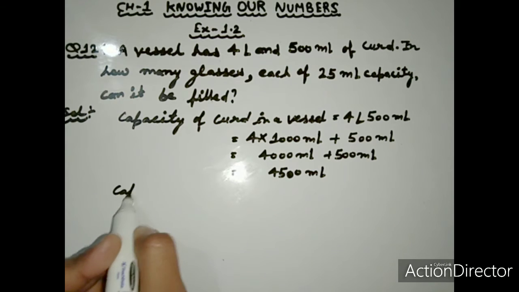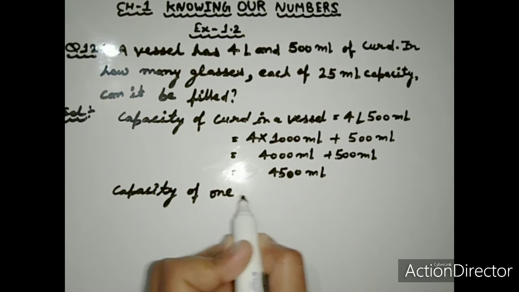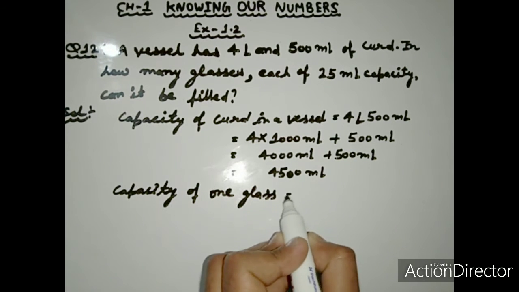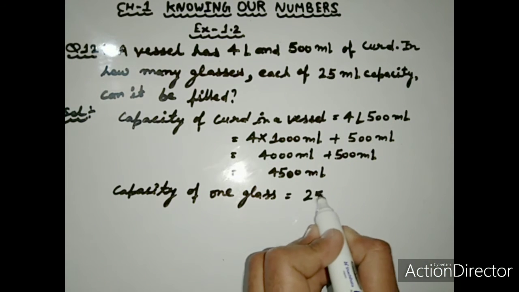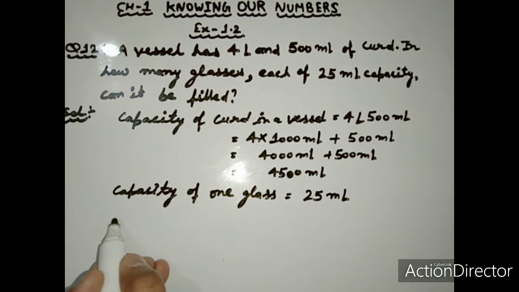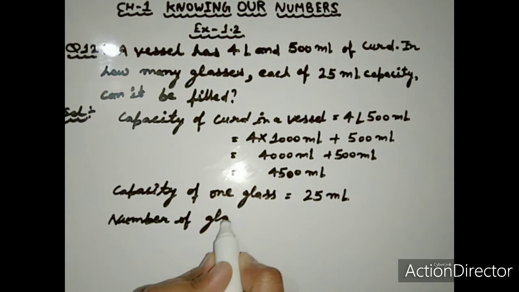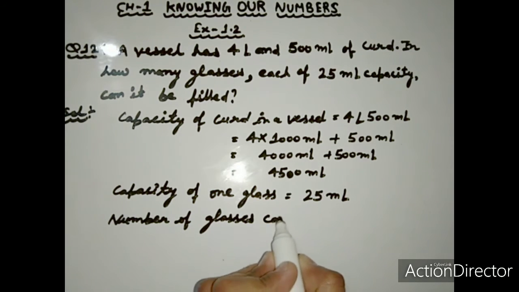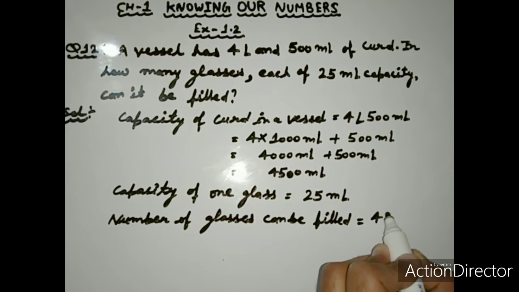Now we find the capacity of one glass. So here the capacity of one glass is already given here, 25 milliliter. Now we find the number of glasses can be filled. So here we write number of glasses can be filled is equal to 4500 divided by 25.